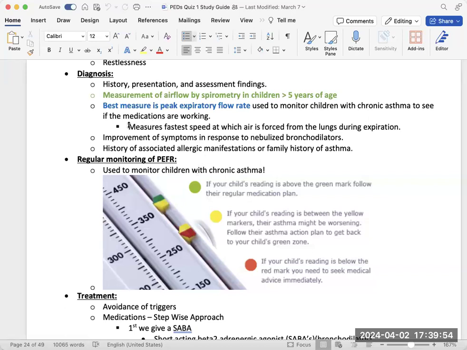And basically, what this test is measuring is the fastest speed at which air is forced from the lungs during expiration, right? How well are you able to force air out of your lungs through expiration? That's what it's looking for. Because if you can't do that, right, then that means you can't relieve CO2, which means you can't breathe properly.